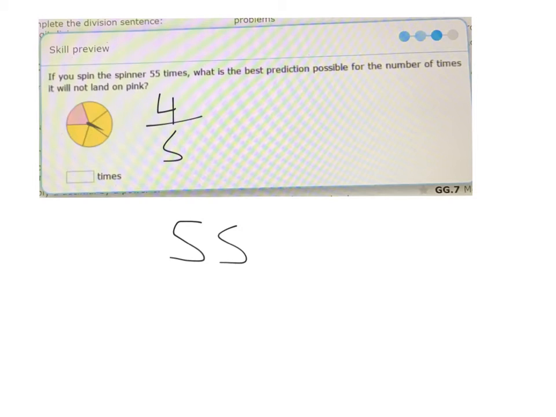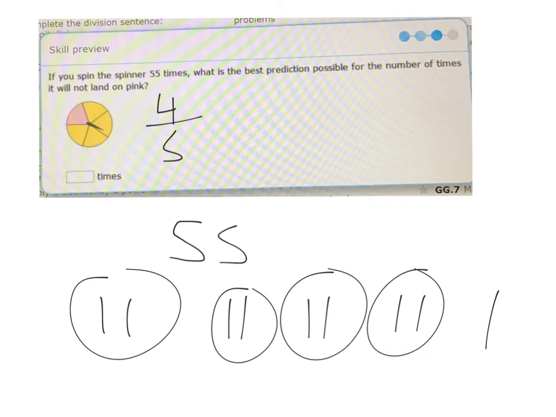So you might have a couple different ways of figuring that out. I'm thinking, okay, if I'm separating 55 by 5, that's 11, 11, 11, 11, 11, 5 groups of 11. So 4 of those groups, 1, 2, 3, 4, would be 44. So 44 times it should land on yellow or not pink, and only 11 times would it land on the pink.